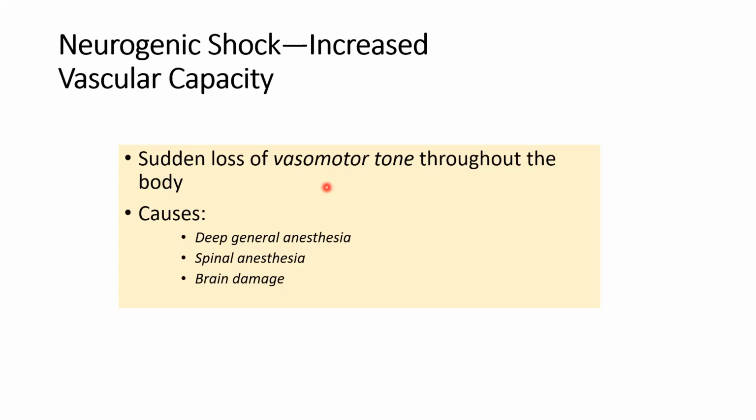So when you have a sudden loss of vasomotor tone, what's going to happen? The vessels will give way. There will be massive vasodilation.